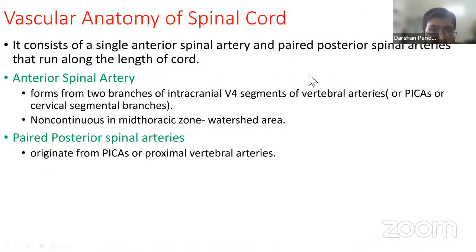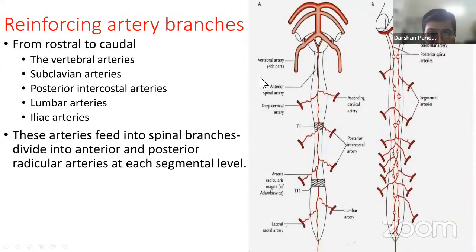So we'll talk about the vascular anatomy of the cord. It consists of a single anterior spinal artery and paired posterior spinal arteries. The anterior spinal artery arises from two branches of the intracranial V4 segments of the vertebral, or PICAs, or cervical segmental branches. It is non-continuous in the mid-thoracic zone, so there is a watershed area. The posterior spinal arteries also arise from PICAs or the proximal vertebral. The blood supply is not sufficient, so they are reinforced from upwards to downwards by vertebral arteries, subclavian arteries, posterior intercostal, lumbar, and iliac arteries.